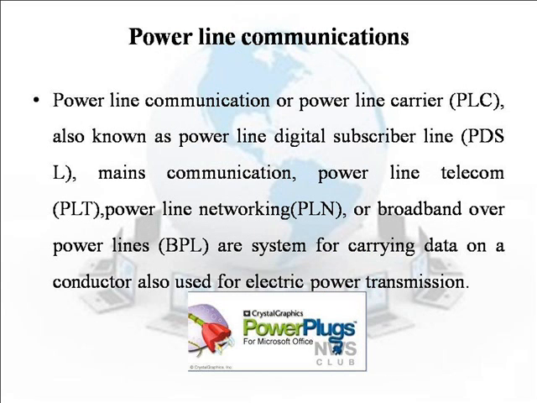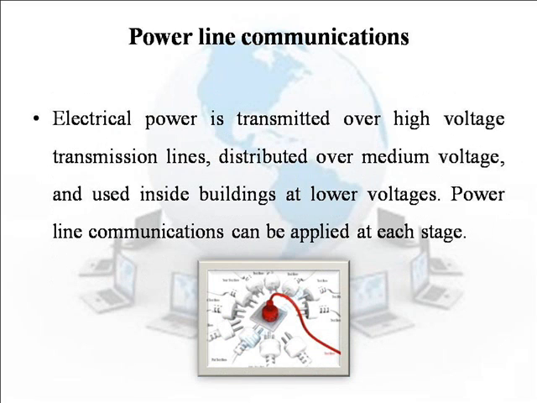Powerline communications. Powerline communications or powerline carrier, also known as powerline digital subscriber line, mains communication, powerline telecom, powerline networking or broadband over power lines, are systems for carrying data on a conductor also used for electric power transmission. Electrical power is transmitted over high voltage transmission lines, distributed over medium voltage and used inside buildings at lower voltage. Power line communications can be applied at each stage.